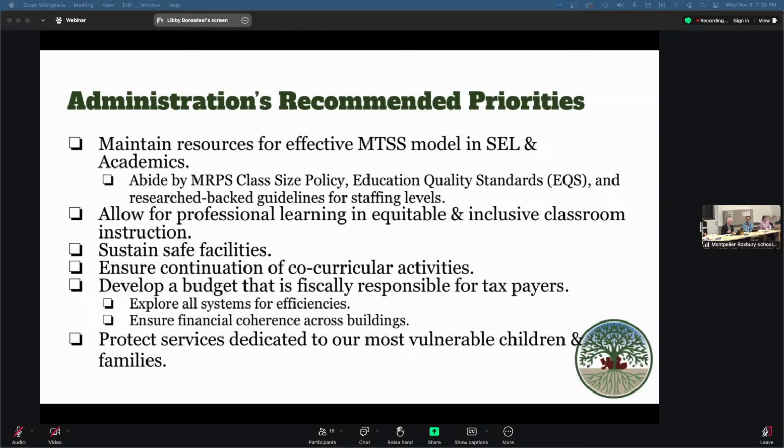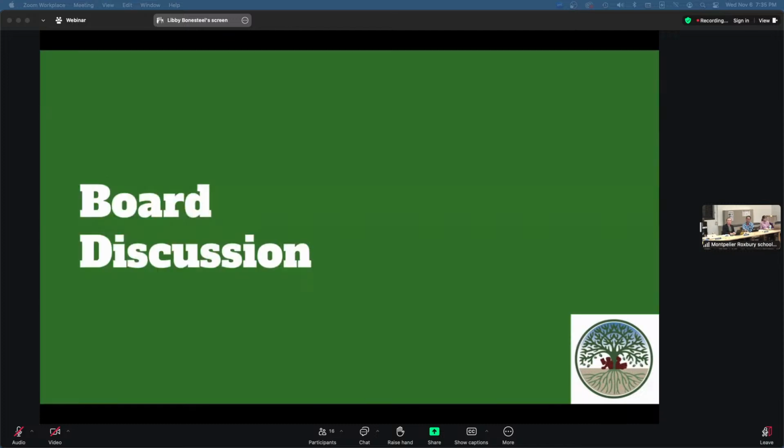So as we talked about earlier, a level-funded mental health budget at the state level for multiple years in a row makes it a responsibility of the school system to provide those services. So we need to protect those services because they're not going to get them anywhere else. And that's not okay for kids and families. So these are administration-recommended priorities to the school board. And now it's up for board discussion.